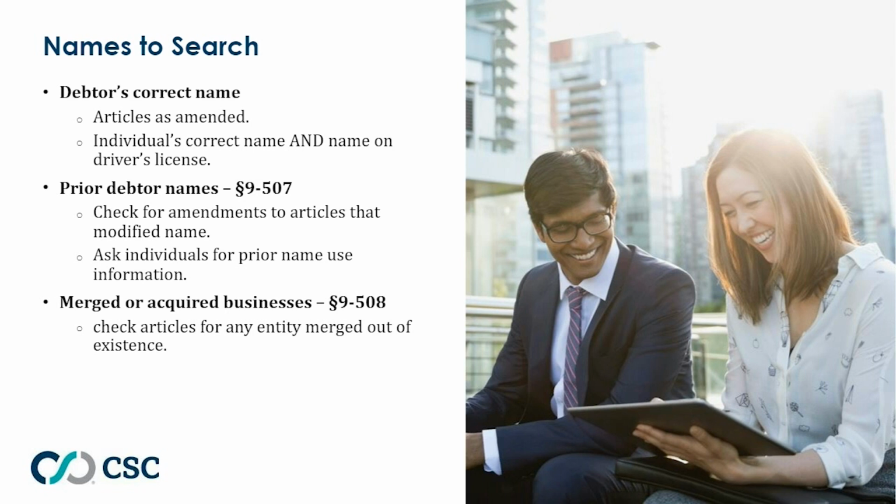Prior debtor names, Article 9, Section 507. You'd want to check for amendments to articles that modified the name. You also want to ask individuals for prior name use information. So that's important to know. Also, merged or acquired businesses: according to Article 9, Section 508, you want to check articles for any entity merged out of existence.